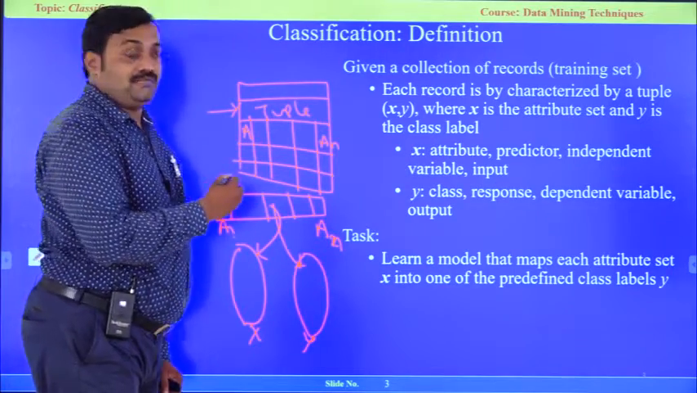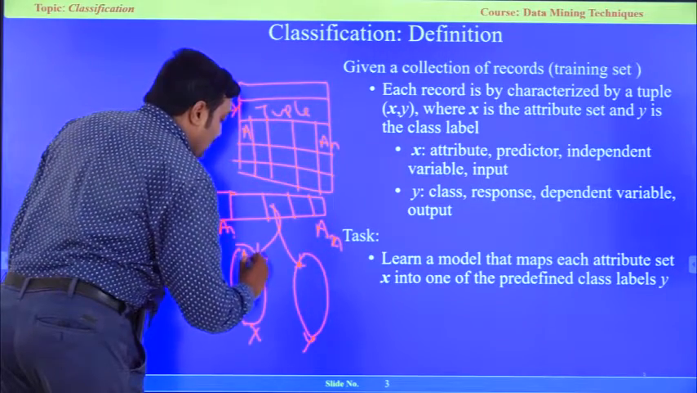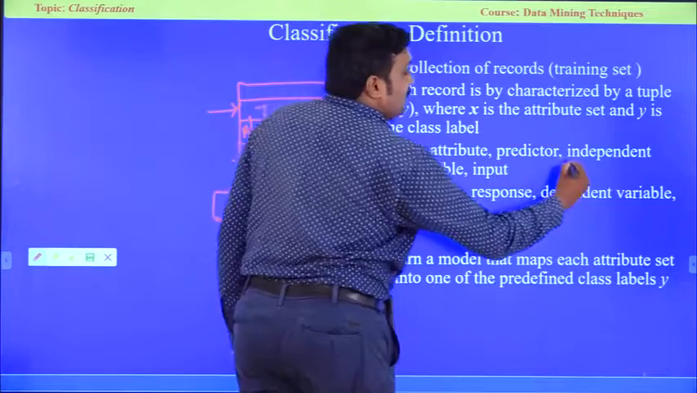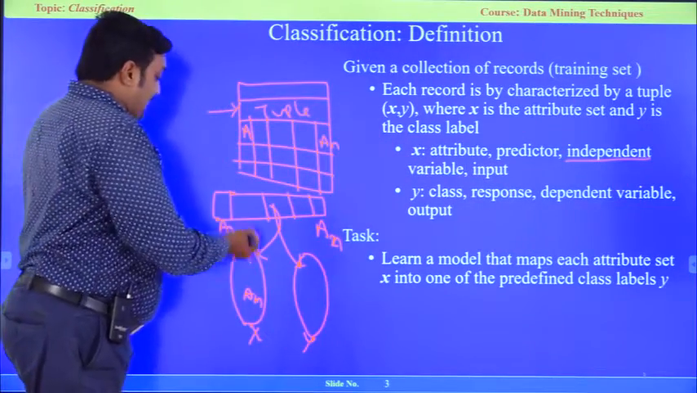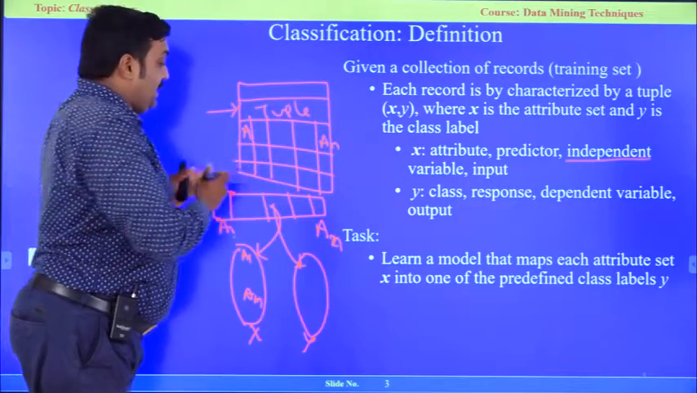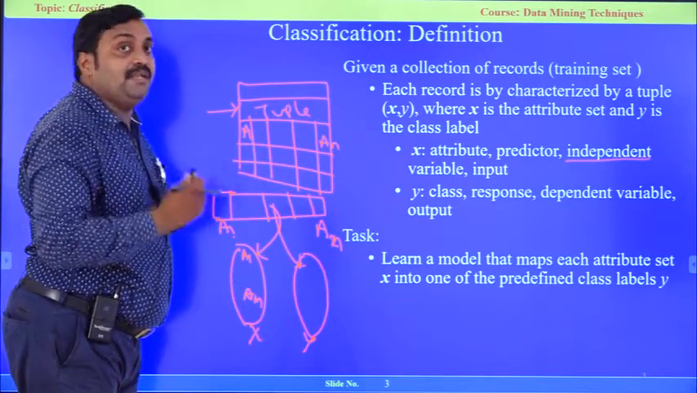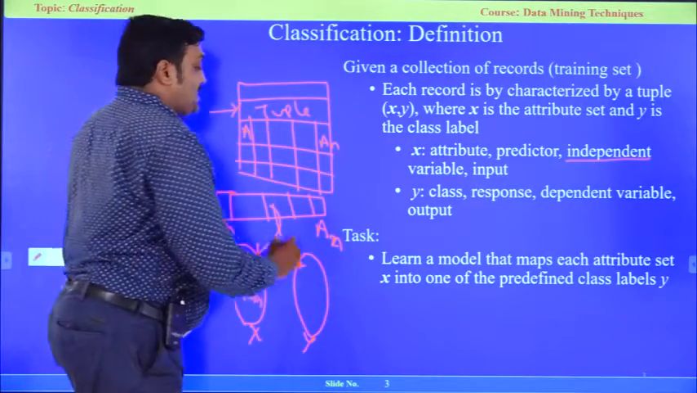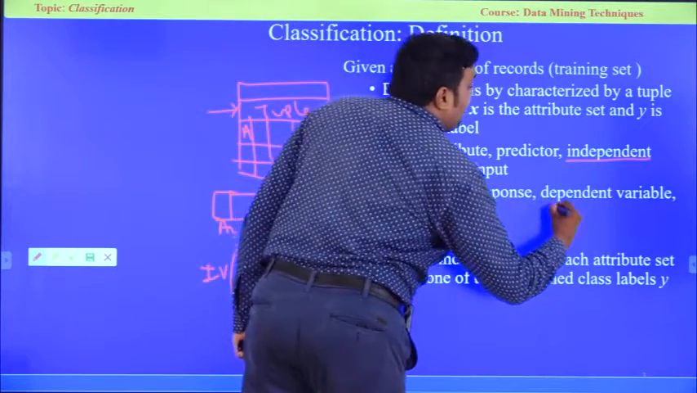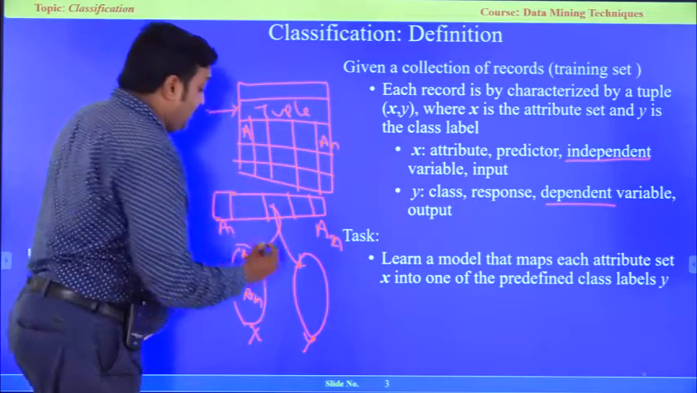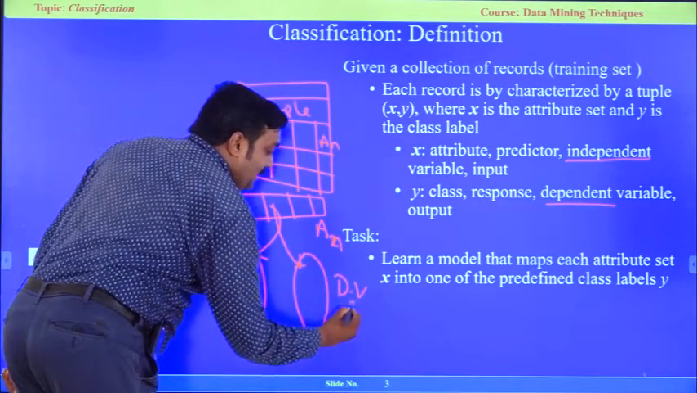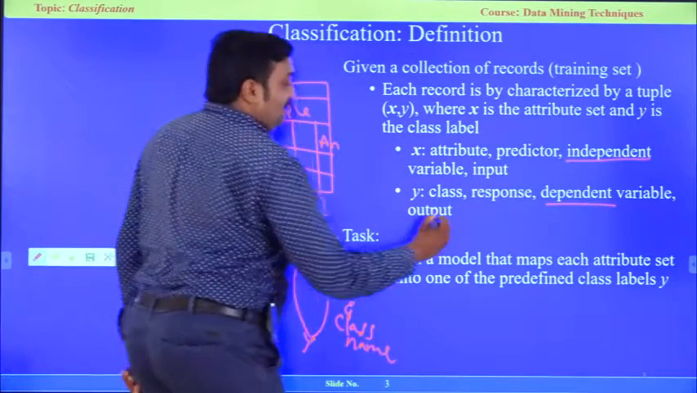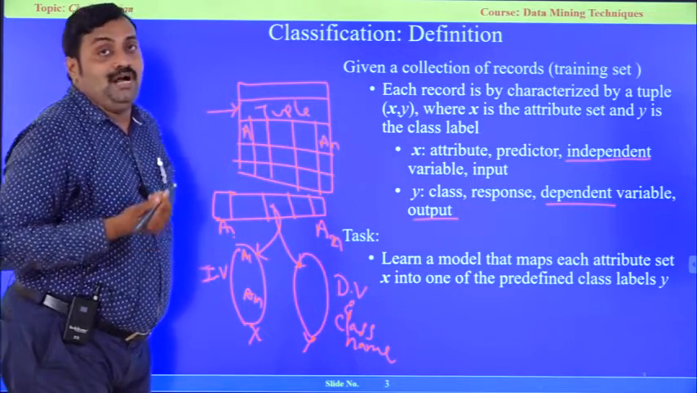In set x, we are going to place the attributes a1 to some am. Those are independent attributes. In set x, we take, from a record, all the attributes which are independent variables. In set y, we take the dependent variables and the class names. The name of the class is nothing but the output of our result.